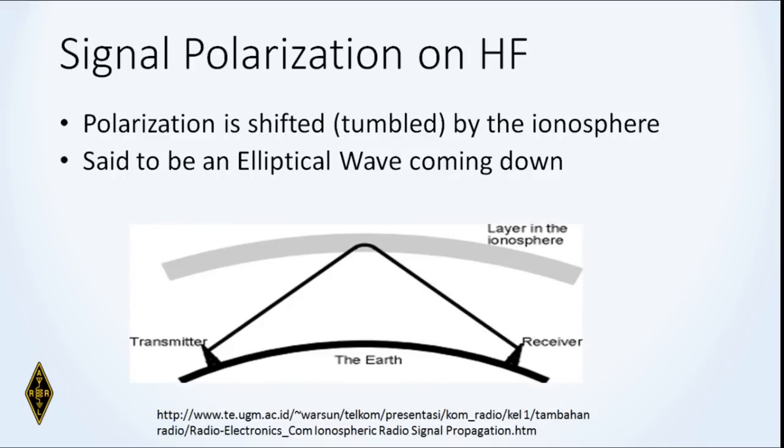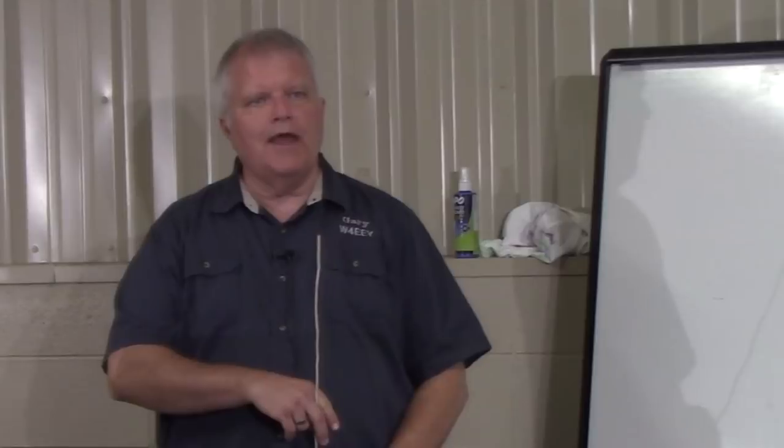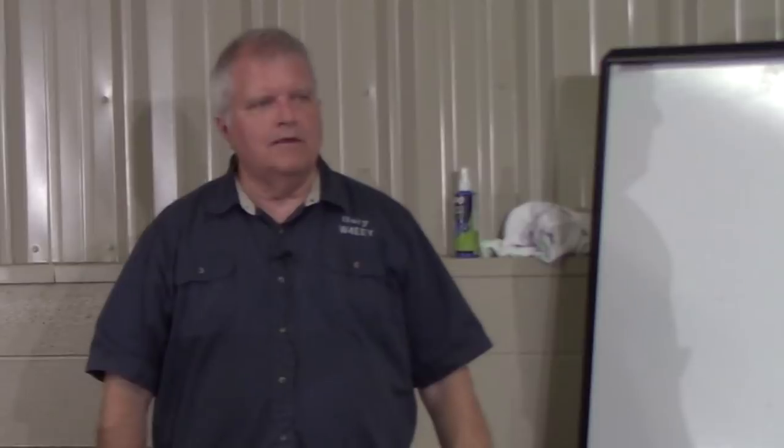So on high frequency, you'll see some people will have horizontal dipoles for the 40 meter band, and some people will have vertical dipoles for the 40 meter band. And so you think, well, do I have that 20 dB or 100 to 1,000 times difference? No, because when the signal goes up to the ionosphere, it gets tumbled by the ionosphere. And what comes back down is not what was sent up originally. What comes down is something that they say is more elliptically polarized, kind of at an angle. And so that's why on high frequencies, you can use either a horizontal antenna or a vertical antenna, and both will talk to each other because of the tumbling in the ionosphere.